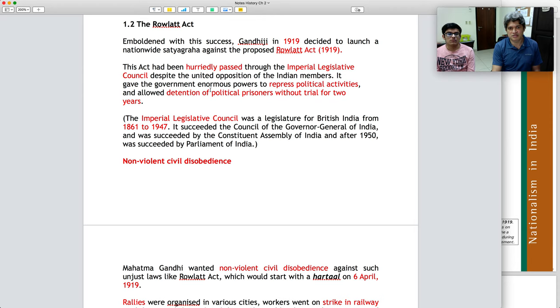So again, the Imperial Legislative Council had passed this act. What was the Imperial Legislative Council? It was a legislature of British India from 1861 to 1947. That's when India got independence. Until then, it was called the Imperial Legislative Council, the lawmaking body of British India, the British Raj. It was succeeded by the Council of the Governor General of India, which was succeeded by the Constituent Assembly of India, and after 1950, by the Parliament of India.